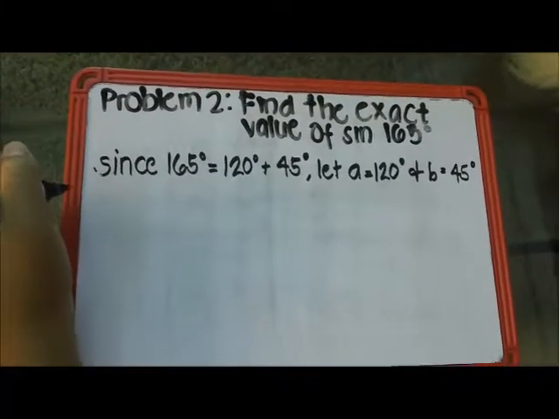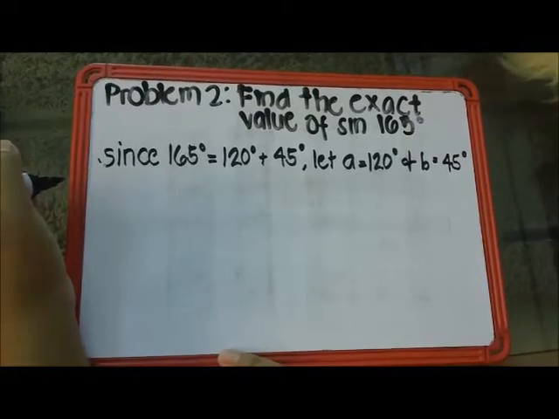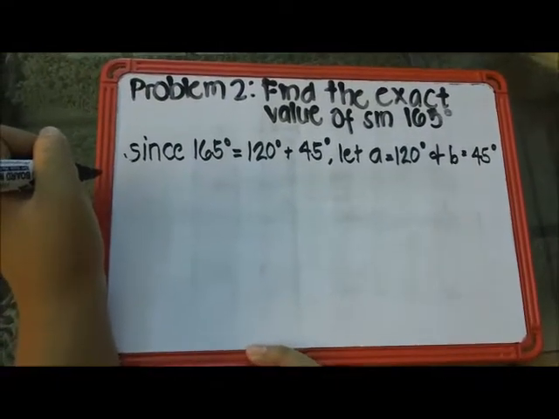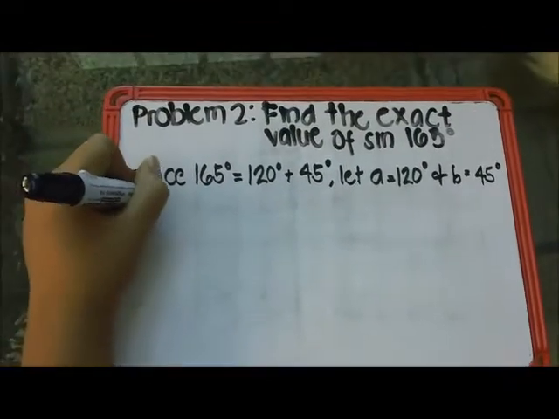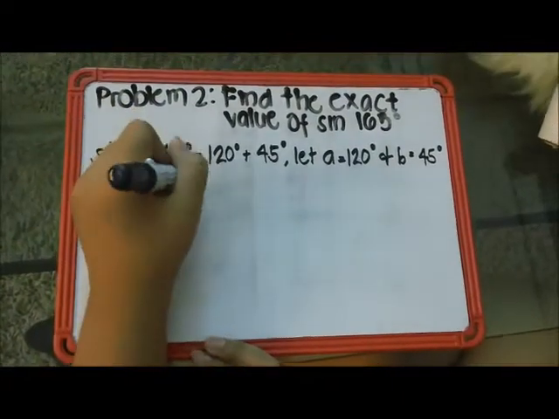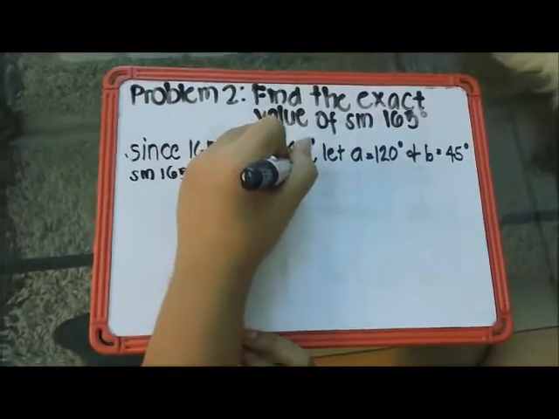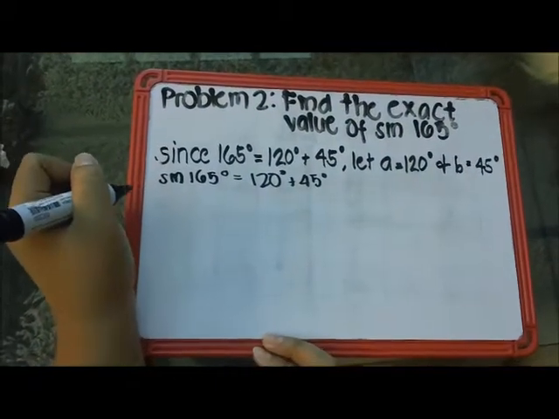In problem number 2, we will find the exact value of sine 165. Since we know that 165 degrees is equal to 120 degrees plus 45 degrees, we will put A as 120 degrees and B as 45 degrees. So now we know that sine 165 degrees is equal to sine of 120 plus 45.